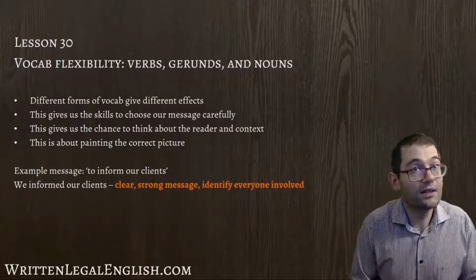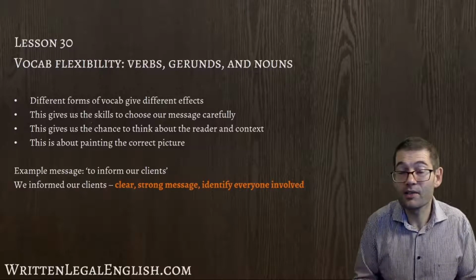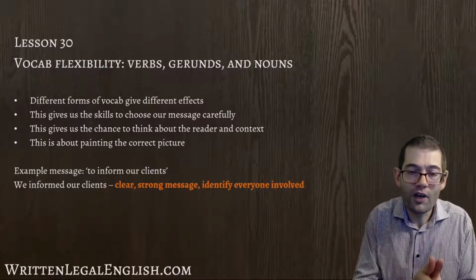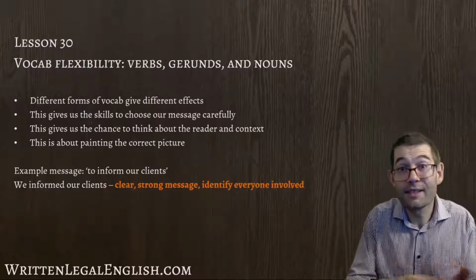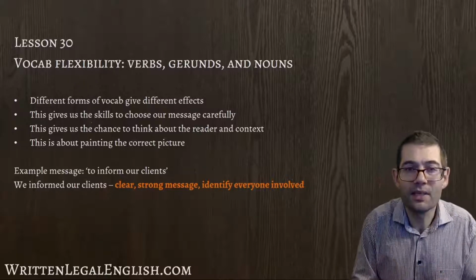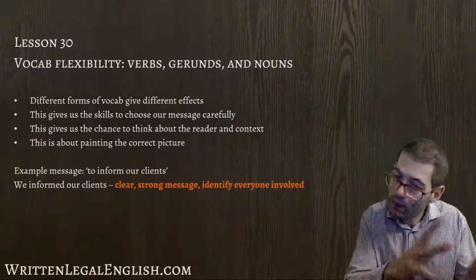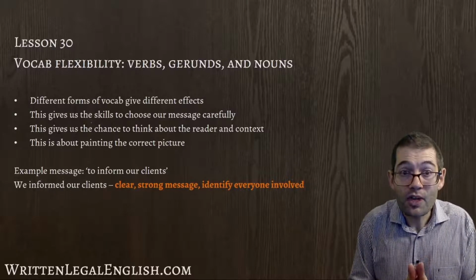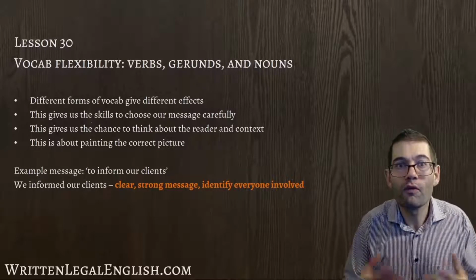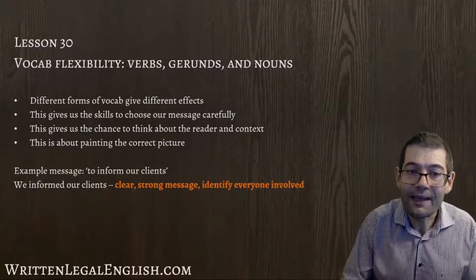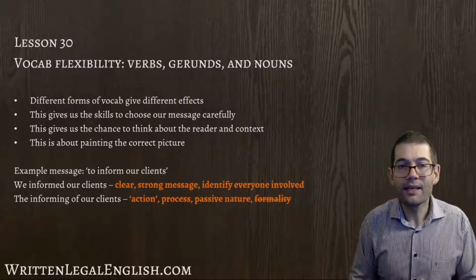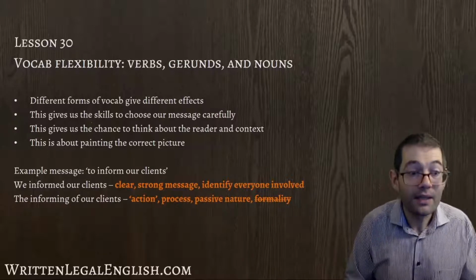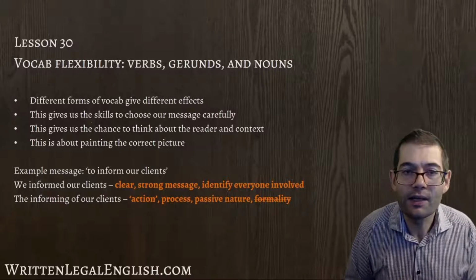And of course, you might decide to use the passive voice. Our clients were informed, so we've got the past participle there. It's still a verb form, and I want you to think about that verb as a piece of vocabulary. But active and passive, I'll leave that to the previous video. But we might decide to use a gerund instead. So the gerund form of inform is informing. So then we have to create a different structure. This then becomes the informing of our clients.